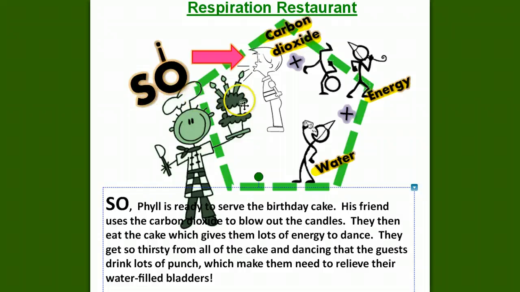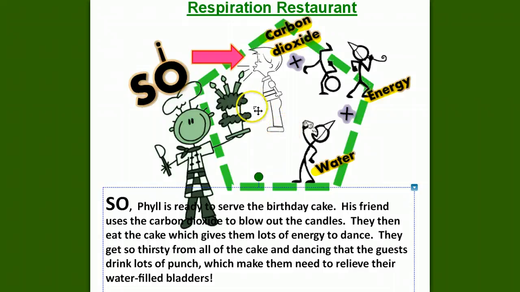What went in? Sugar and oxygen. The little boy blew out. That was the carbon dioxide. The plant got all its energy to grow. Or we also use the energy to run around, and humans go through respiration as well. And then it makes a lot of extra water in the plant, so the plant has to let the water out. So Phil is ready to serve the birthday cake.